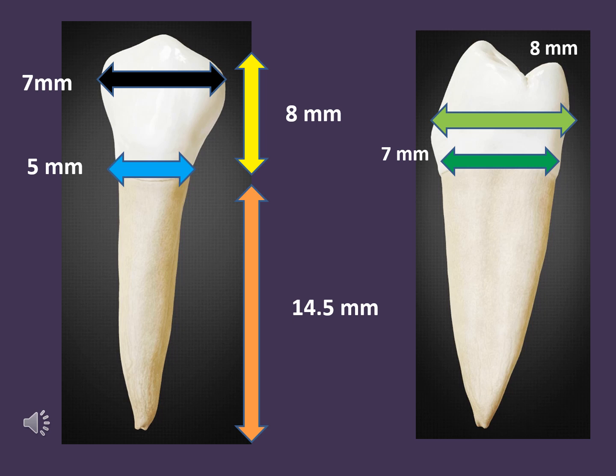The buccolingual diameter of the crown is about 8 mm, which is denoted using a light green arrow. The buccolingual diameter of the crown at the cervix is 7 mm, which is denoted using a dark green color arrow. The curvature of the cervical line mesially is about 1 mm.